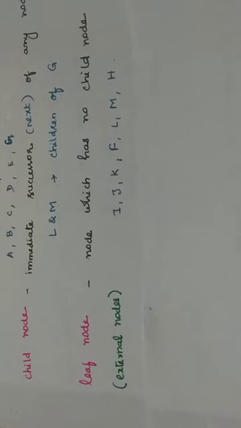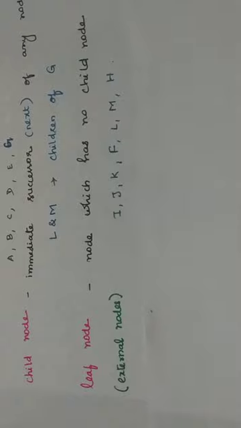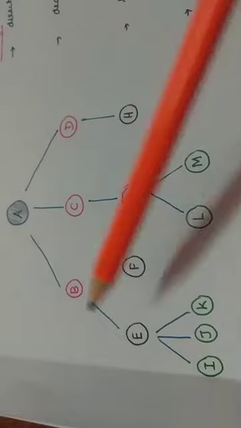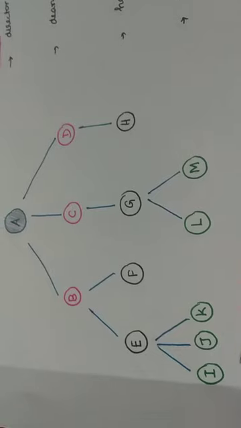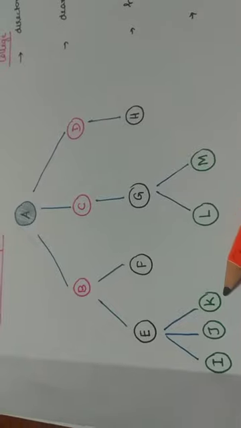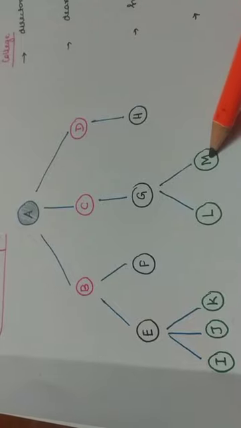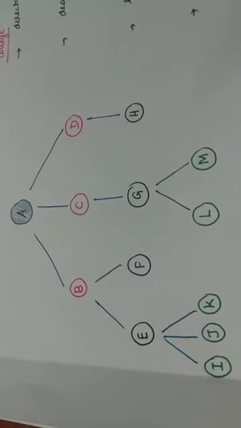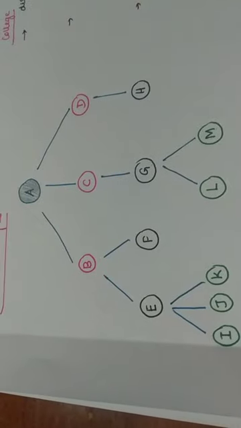A leaf node, also called an external node, is a node which does not have any child. Here in this tree, we have to find where the node doesn't have a child. I doesn't have a child, J doesn't have a child, K doesn't have a child. So I, J, K are leaf nodes. Similarly, F doesn't have a child node, so F is a leaf node. L and M don't have a child, so these two are our leaf nodes. Similarly, H is a leaf node. It doesn't have any child.